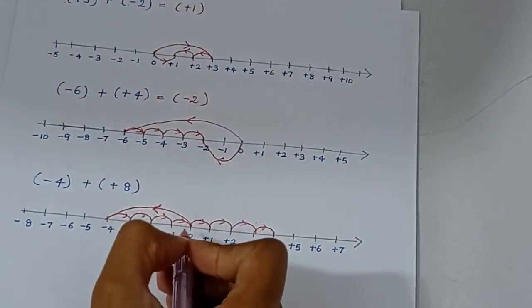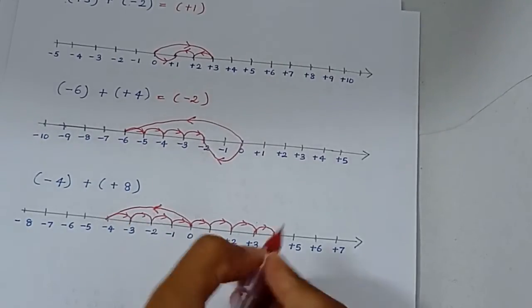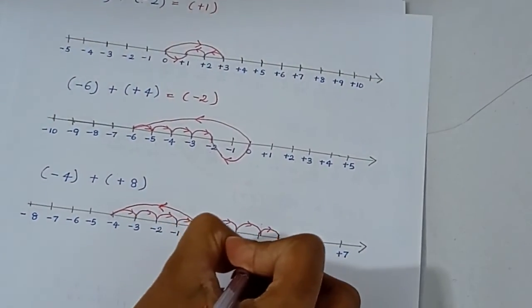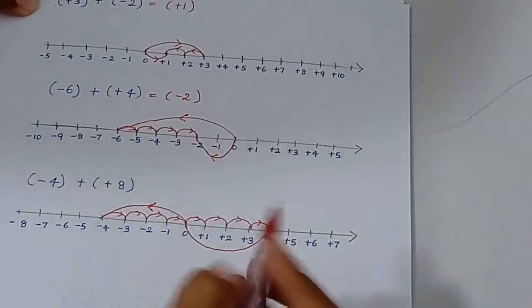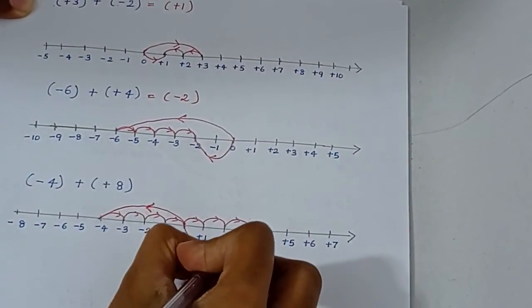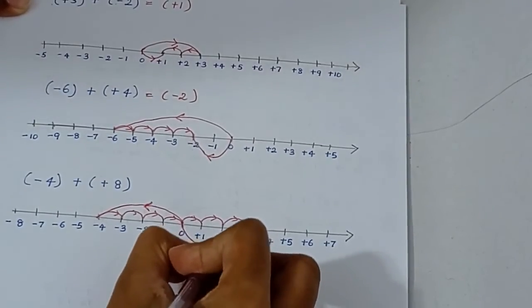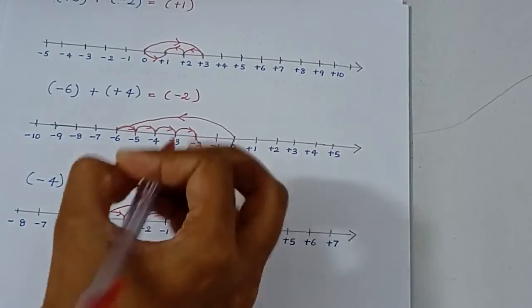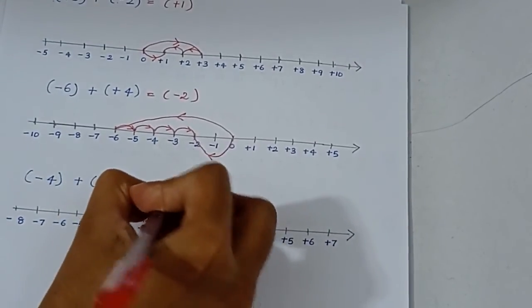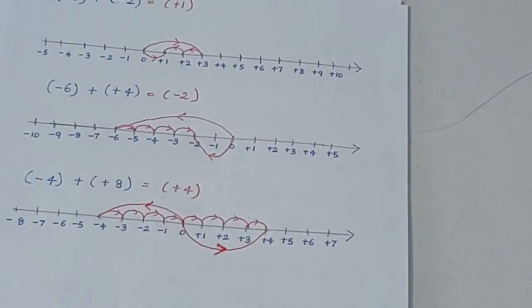Now we started from 0. Now we add positive 4. Then join these 2 points. Then from 0, when we look at the positive side, it is your right hand. The arrow should be facing the right hand side. Then the answer is positive 4. I think it is clear now.